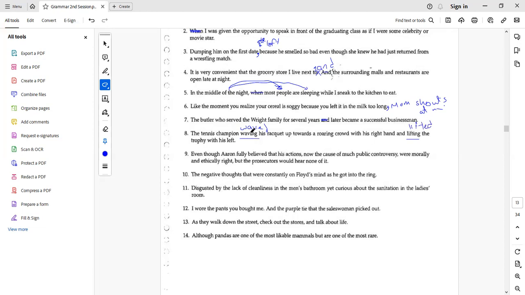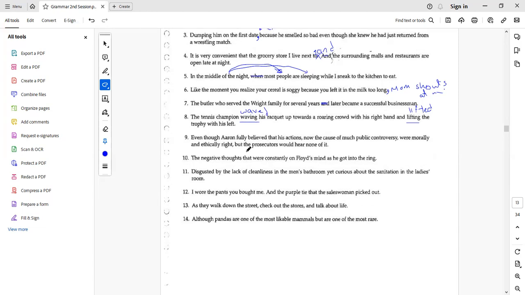So the tennis champion waved his racket up towards the roaring crowd. So we got the verb here, with his right hand, and lifted the trophy with his left. Okay, Yusuf? Okay. Can I go to the toilet?